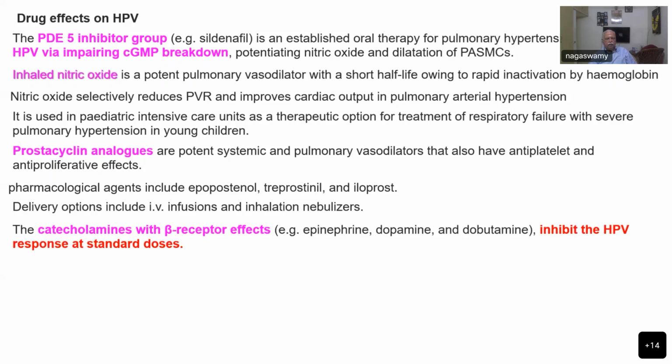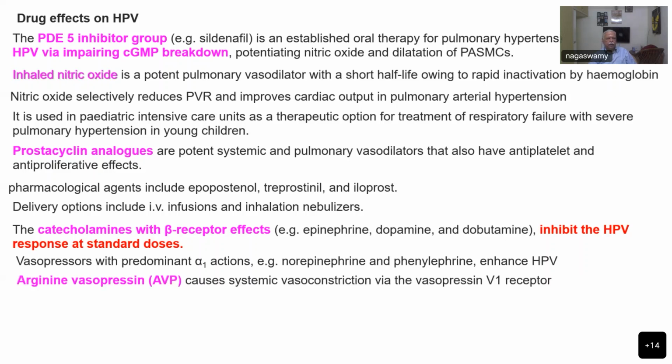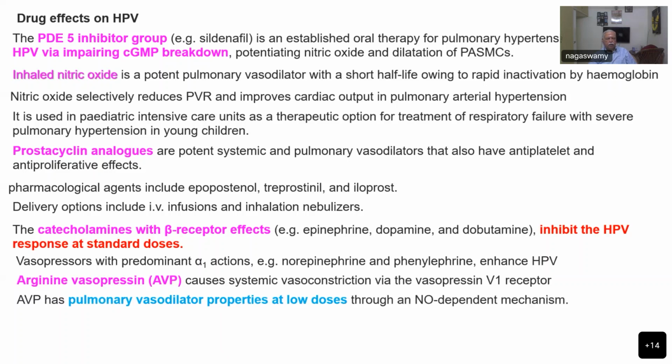Then catecholamines, epinephrine, dopamine, all of them inhibit the hypoxic pulmonary vascular response at standard doses. So they will encourage more mismatch of the VQ. So when you use that, you have to be very watchful about that. And vasopressors with predominant alpha actions, norepinephrine and phenylephrine, naturally they make a constriction of the vasculature, so they enhance the HPV.